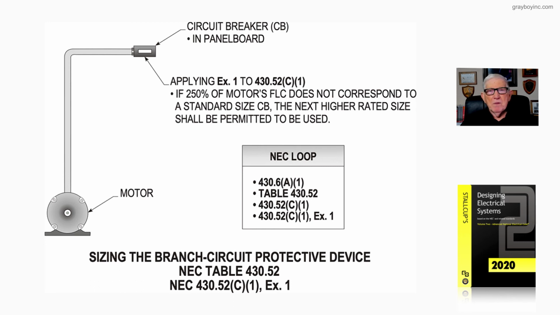So this is applying the exception 1 now to 430.52(C)(1), rounding up instead of rounding down below the 250% in accordance with section 430.52(C)(1). And that's what this illustration 18-14 is illustrating.